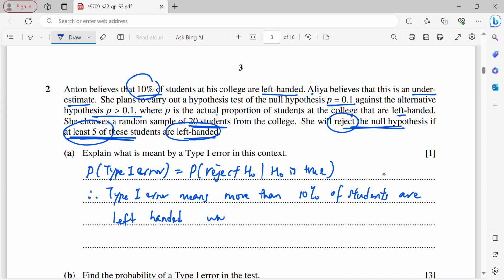When it is not true. Because when H naught is true, it is 0.1. But then we reject H naught, meaning that it will be more than 0.1 or more than 10%, when it is not true, because your H naught is true. So that's the meaning of type 1 error in this context.